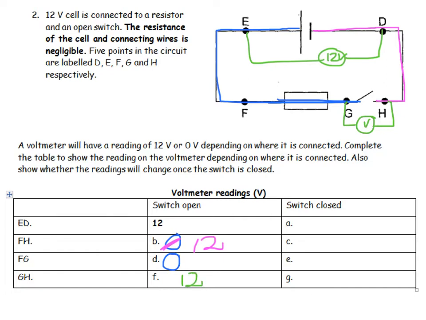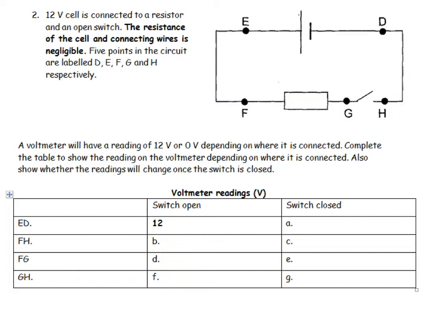Now what happens if I close the switch? So I'm going to do my colors again, but this time my switch is going to be closed. So I'm going to come around until I hit a resistor, and I'm going to come around until I hit a resistor. Again, I have been told that the potential difference of this battery is 12 volts. So between E and D is still going to be 12, because there's no internal resistance. Otherwise it might have dropped a little bit now that I closed the switch, but we are talking about a resistance of the cell that is negligible, so we don't have to worry about that.